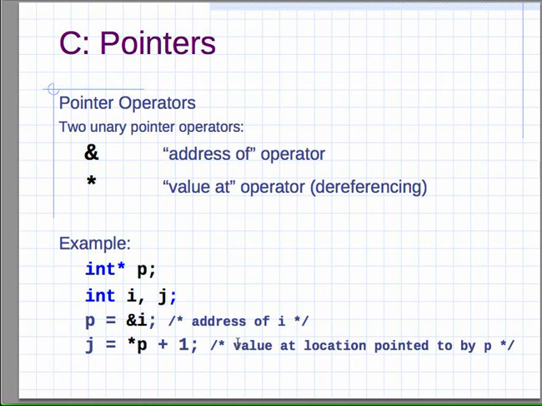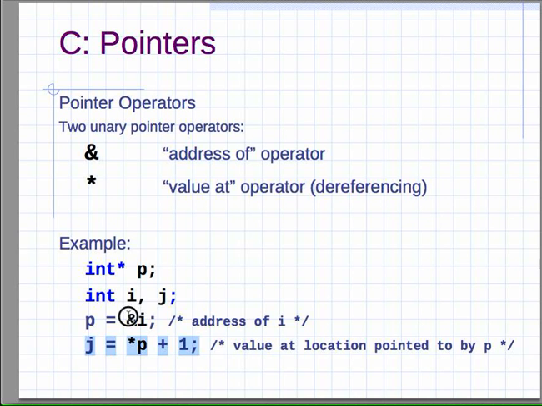Two very fundamental pointer operators are the ampersand, which you can read as the address of operator, and the star operator, which you can read as the value at operator. So if you were to see the star, you would read this as get the value at the thing pointed to by P, add 1 to it, and store that in J. That's how you would read this particular line of code.